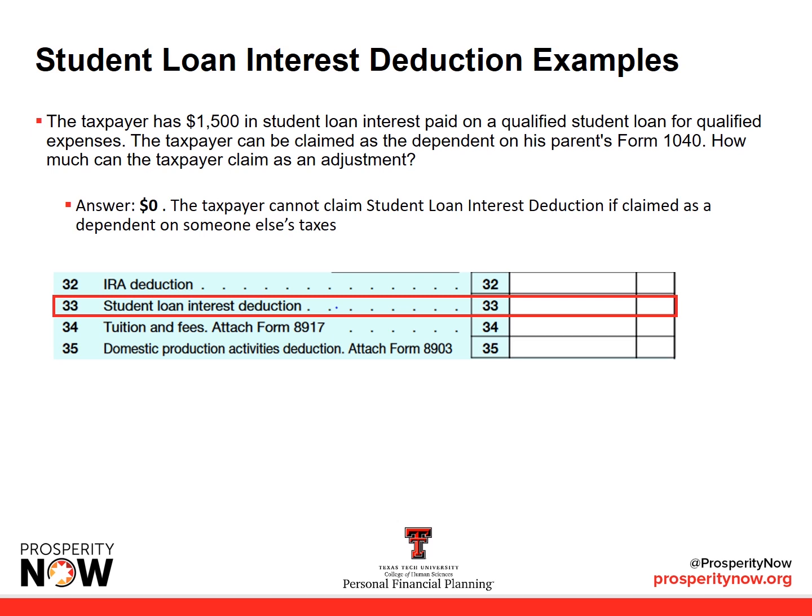Here's an example. The taxpayer has $1,500 in student loan interest paid on a qualified student loan for qualified expenses. The taxpayer can be claimed as a dependent on his parents' Form 1040. How much can the taxpayer claim as an adjustment? $0. The taxpayer cannot claim the student loan interest deduction if they are claimed as a dependent on someone else's taxes.